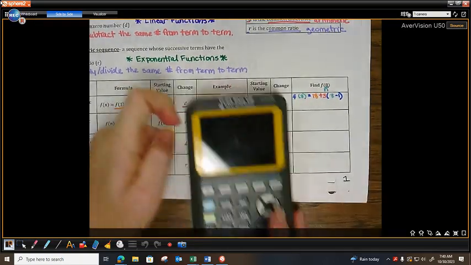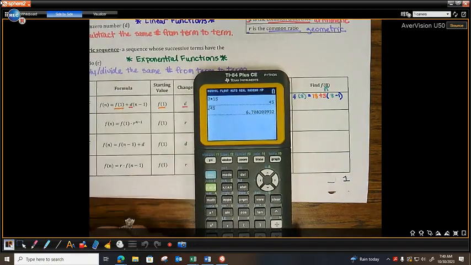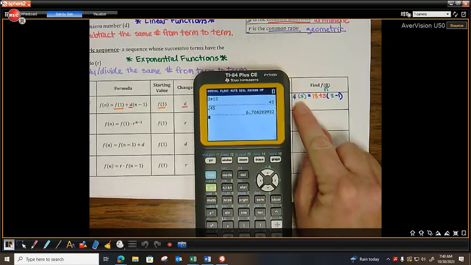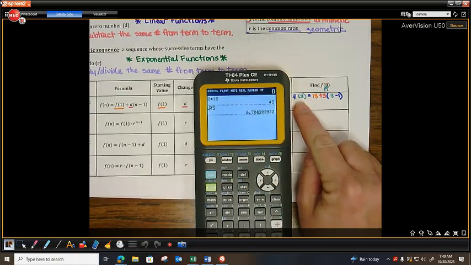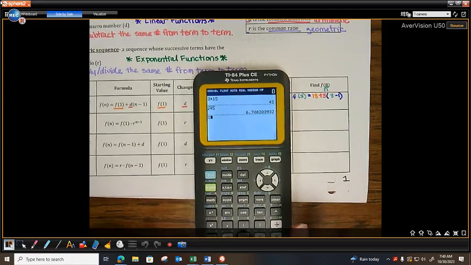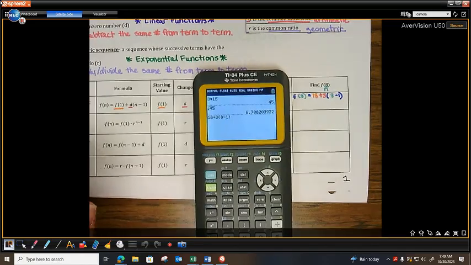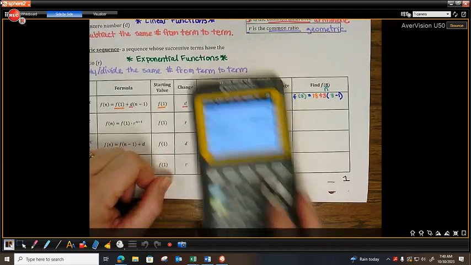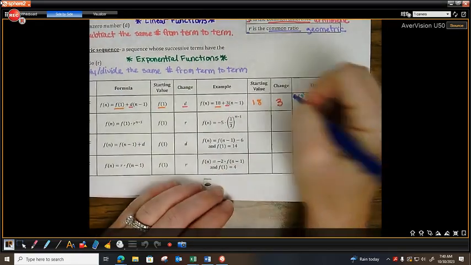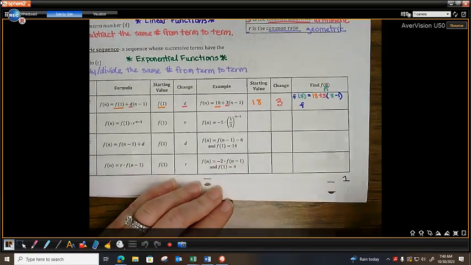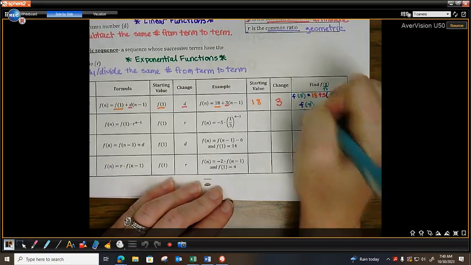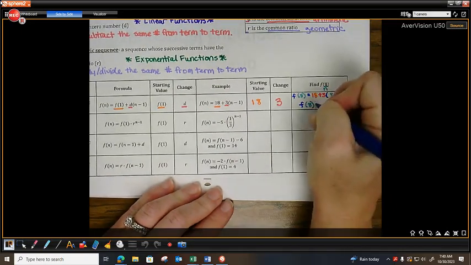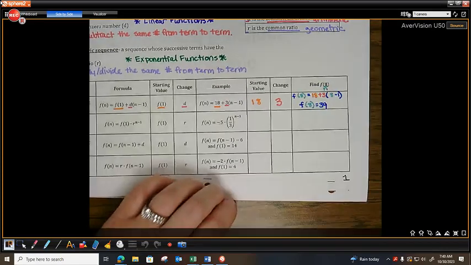Okay, so we can go to our calculator, and am I going to type in the left side? No, because that f of 8 is just a fancy y, right? Okay, so I'm just typing in the right side. 18 plus 3 parentheses 8 minus 1. And I get 39, meaning f of 8 equals 39.